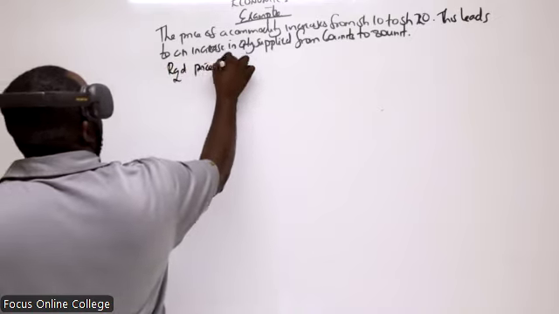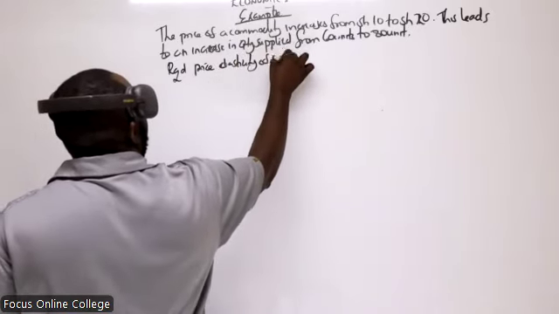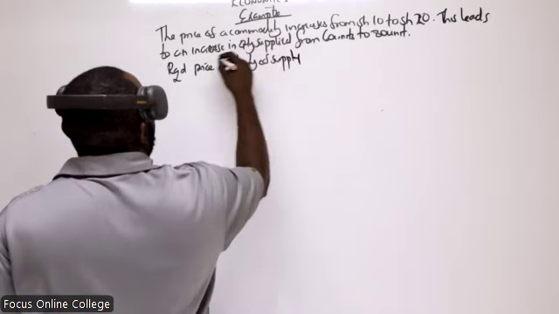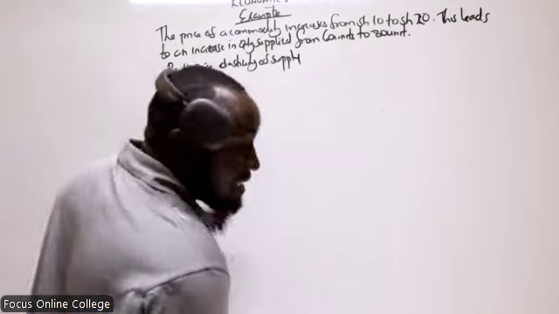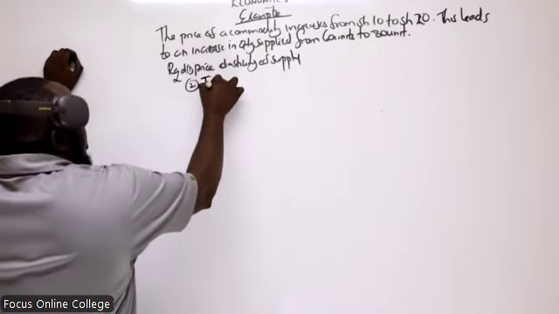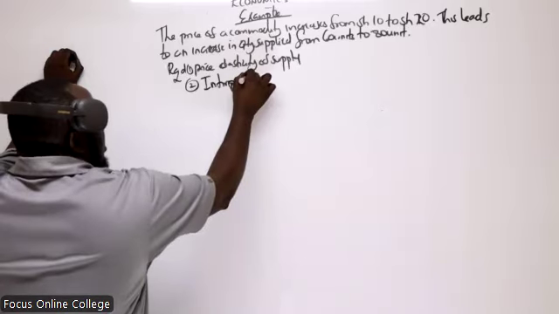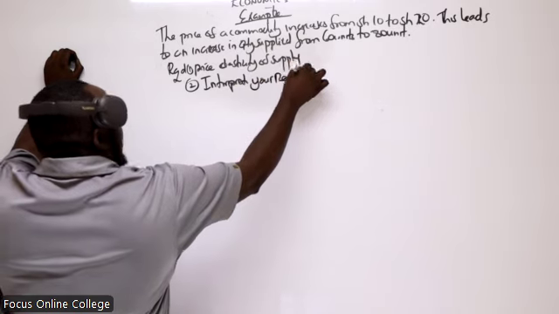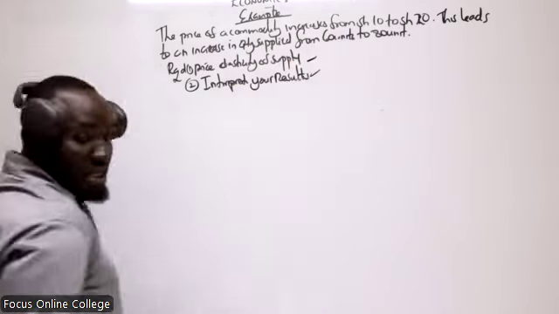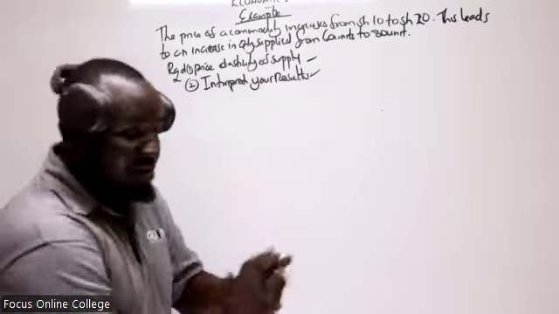We have the price elasticity of supply. Number 2 says interpret your results. Interpret for me your results. Can you do that for me? As the last one.